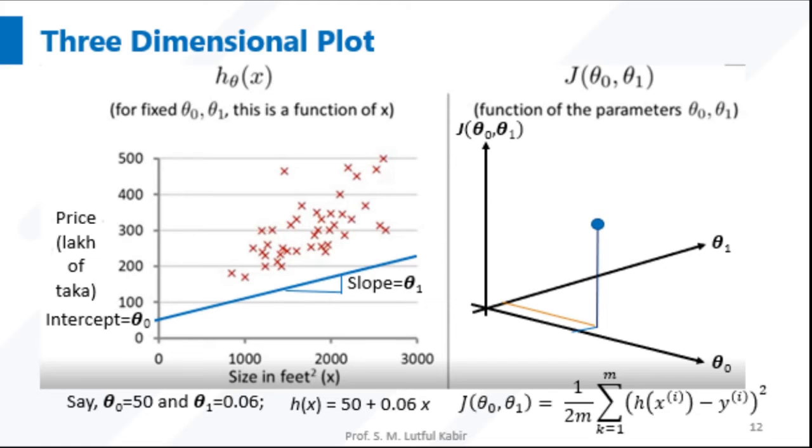What we did last time is we only had theta 1, but now we have two parameters, theta 0 and theta 1, and so the plot gets a little bit complicated. When you plot theta 0 and theta 1 on the x and y axes in that three-dimensional plot, the z-axis is the value of J. This is shown in the right side of the slide.